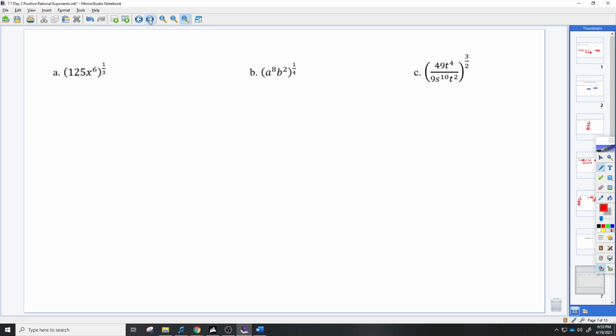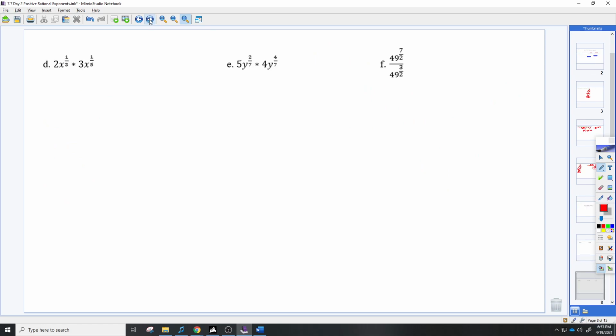Okay, there's some homework to do. A, B, C, D, E, F. I think you can do most of those. That'll be fine. Just remember when you're doing something like F, you're not actually changing the 49. It stays 49 to some power. You just subtract the exponents. So you're going to put a little something in there. And I know part C looks kind of difficult, but try your best.